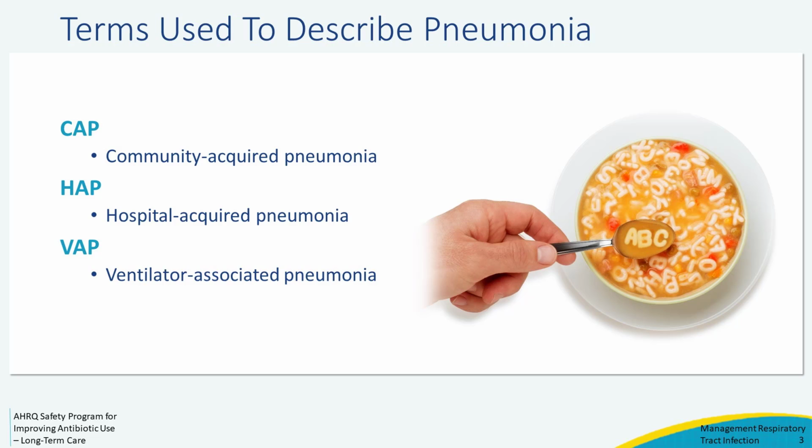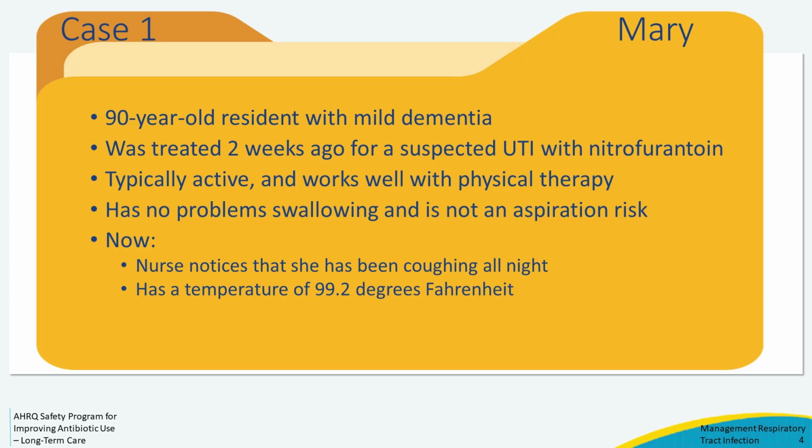A notable gap in our current understanding is whether pneumonia in a long-term care resident is more likely to be due to resistant bacteria. We suggest that most residents will have had some antibiotic exposure, making pneumonia in this population more likely to be caused by resistant bacteria and more likely to fit into the definition of hospital-acquired pneumonia. This is an evolving topic, and more rigorous studies are needed to improve our understanding of pneumonia among long-term care residents. Let's walk through our first case.